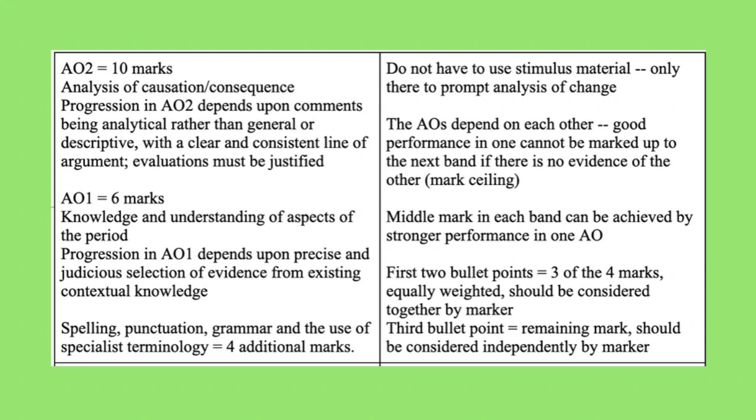That brings us on to AO1, which is worth the next 6 marks, and that is for your knowledge and understanding of the period. So when you're explaining your thinking, try and bring in some evidence from your own knowledge to support that judgment and also to show the examiner that you know your stuff, you know the topic quite well. It is really important that you go beyond the stimulus points given to you in the question because unfortunately you can't progress into the higher bands or to the top marks if you aren't going beyond the stimulus points. The final 4 marks are for your spelling, punctuation and grammar.